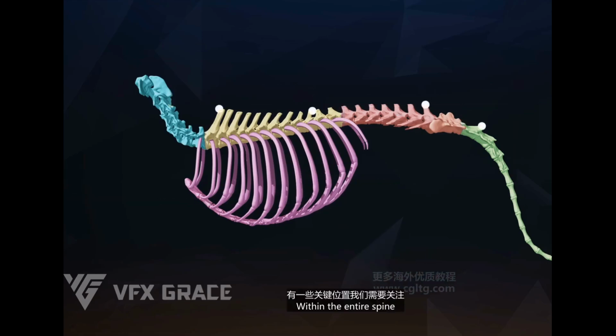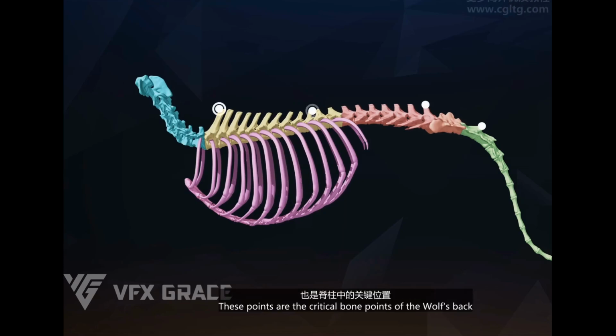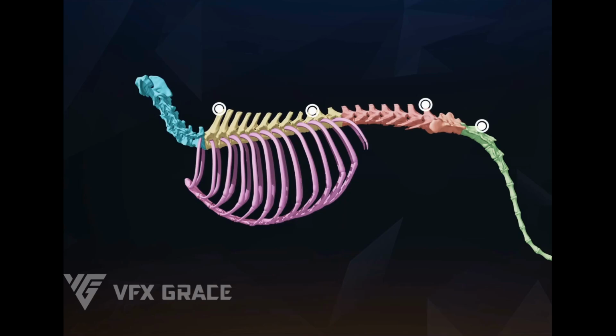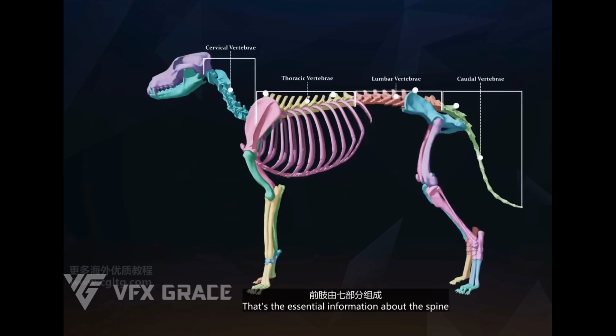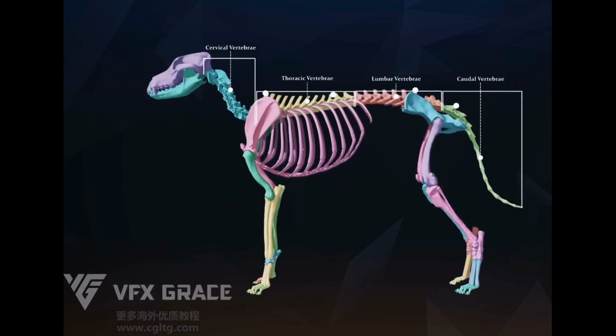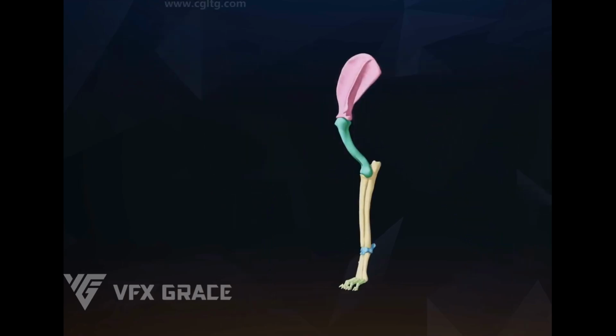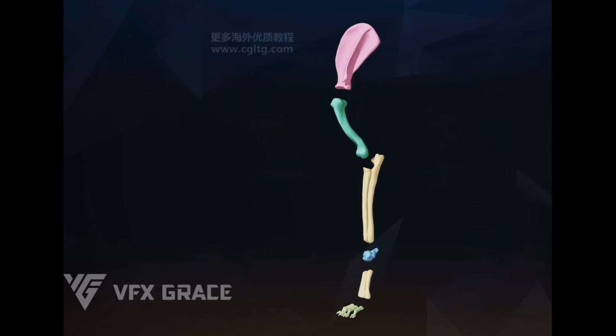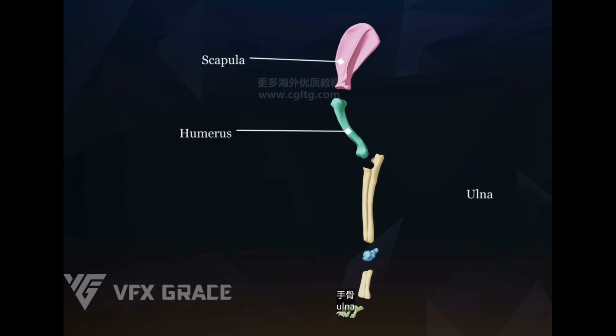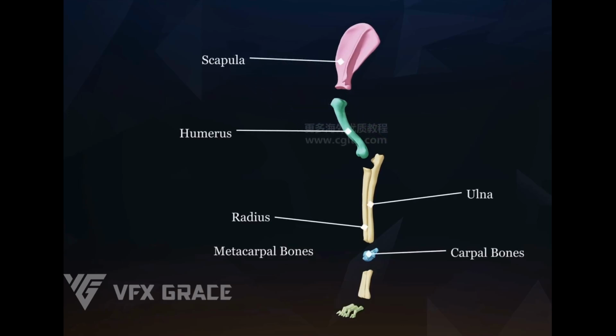Within the entire spine, there are several key points we need to focus on, located in these areas. These points are the critical bone points of the wolf's back and also key points within the spine. They represent the junctions of parts and allow us to accurately find the positions and ranges of these structures during the creation process. That's the essential information about the spine. Now let's look at the forelegs. The foreleg is composed of 7 parts: the scapula, humerus, ulna, radius, carpal bones, metacarpal bones, and phalanges.